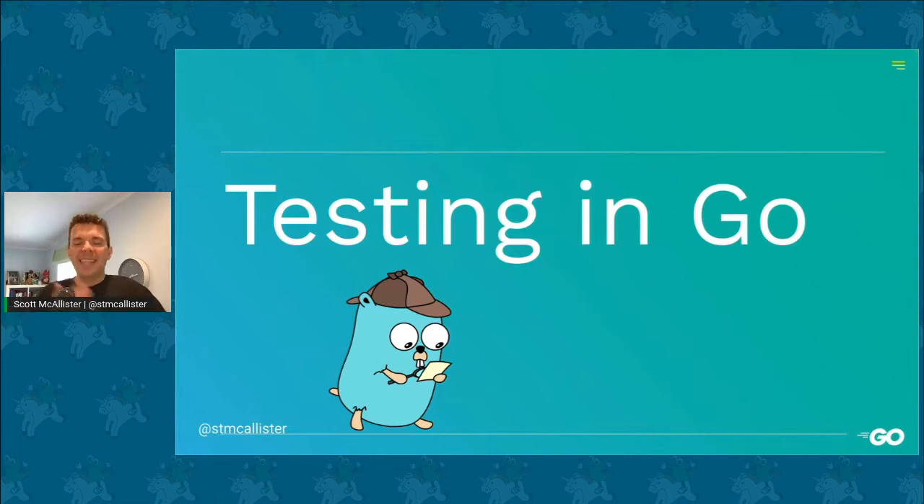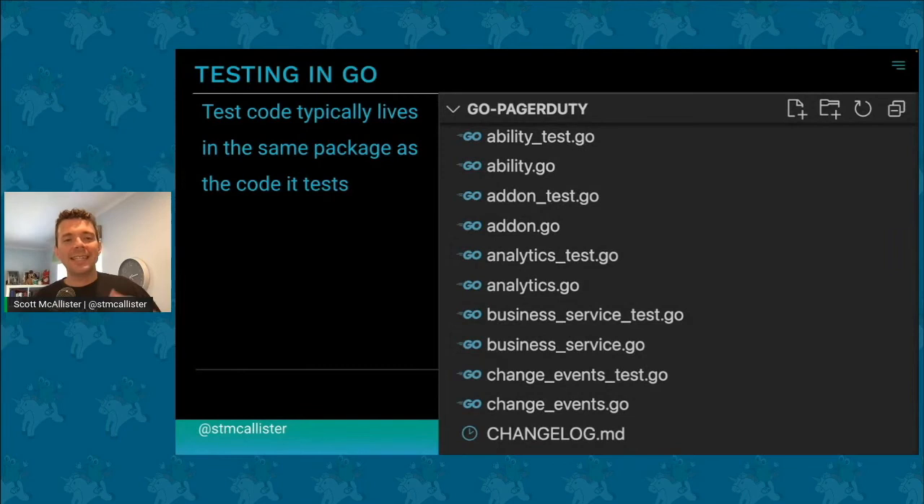So now that we talked about testing a little bit, let's talk about how we implement testing in Go using the built-in libraries. Now, the first thing that I learned is that testing in Go first requires naming a file with _test. Now, if you look at this list we have on the screen, this is the actual file structure of our SDK. And you'll notice that the test files are living right next to the application files. We have the ability _test file right next to the ability file.